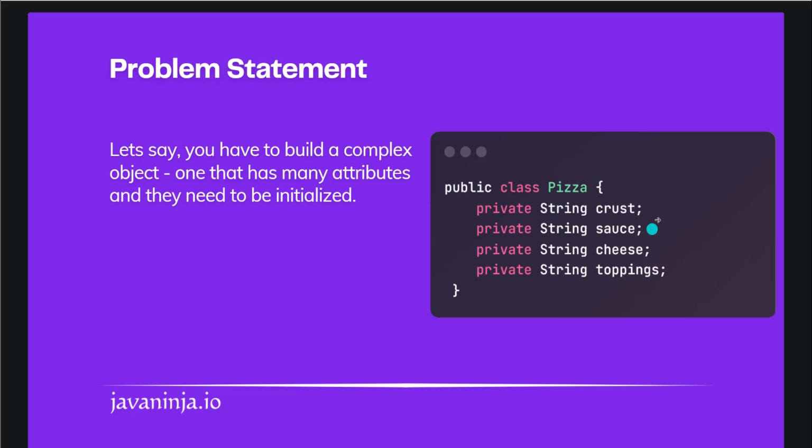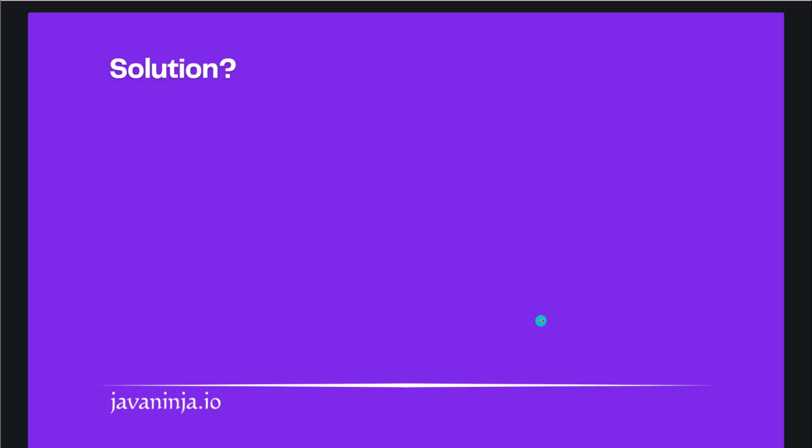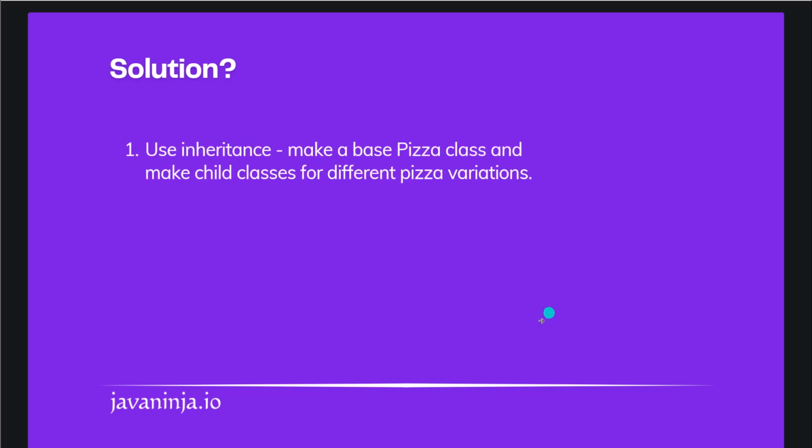That's where the problem gets interesting. For the same class, we have to create different types of objects. They have different behaviors. So how do we solve this problem? Let's see. So the first solution which comes to mind is we can make use of inheritance.